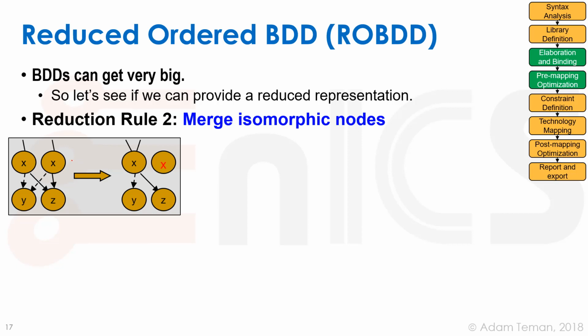We will merge them. We'll erase one of them, take the arc that was going into that one and push it into the other one, and we just delete these arcs because they don't exist anymore, because what was happening from there is exactly the same as what was happening before. That's called merging isomorphic nodes, because those nodes are isomorphic.